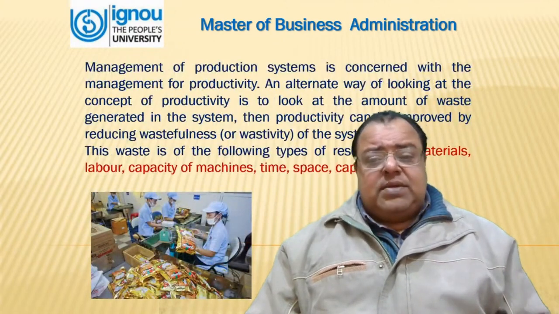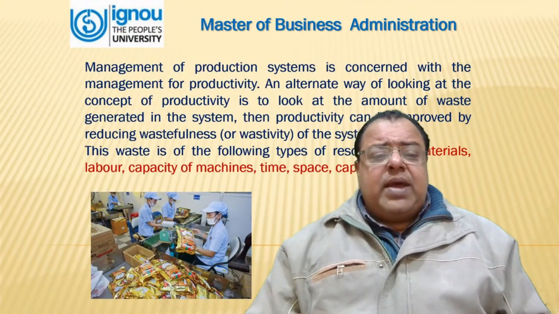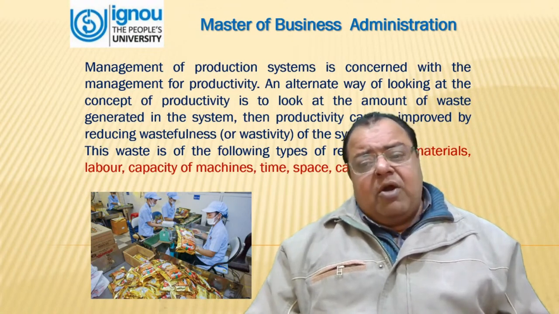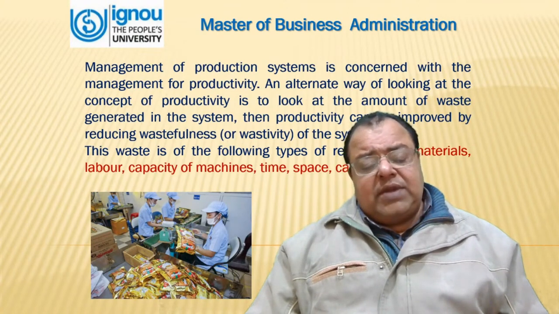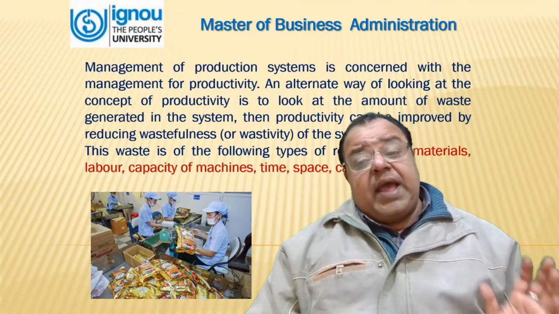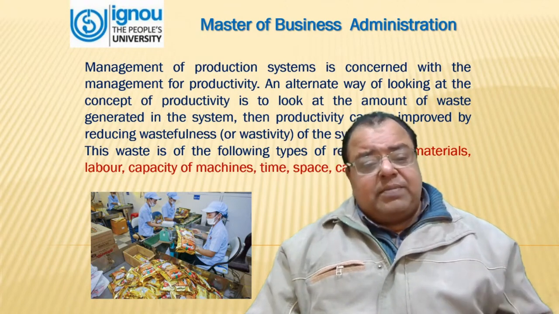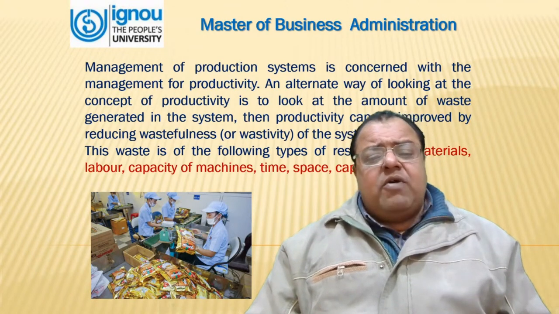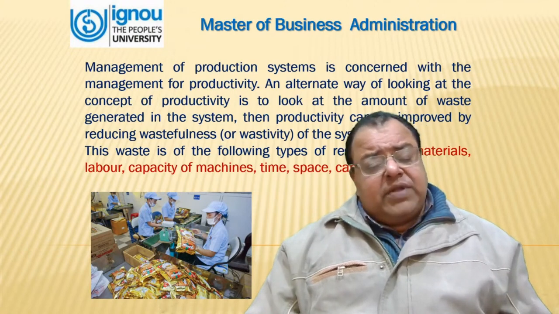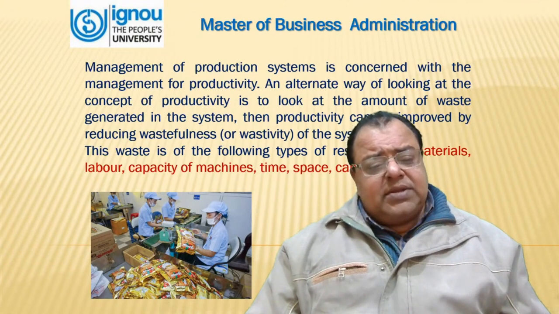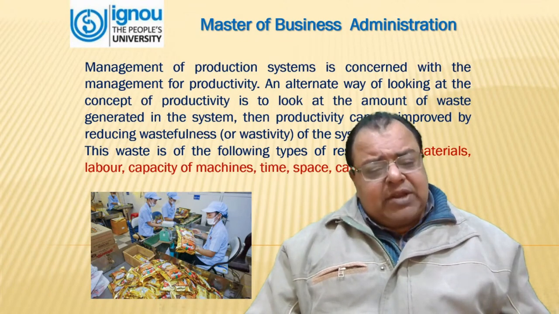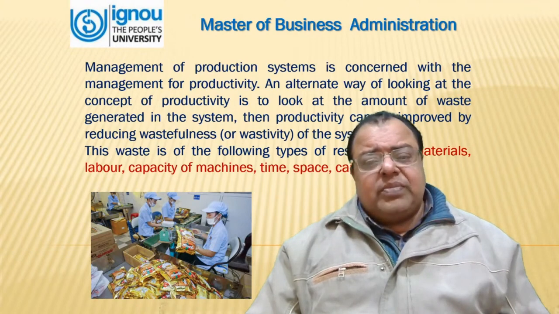Management of production system is concerned with the management of productivity. An alternate way of looking at the concept of productivity is to look at the amount of waste generated in the system. Then productivity can be improved by reducing wastefulness, that is, the wastivity of the system. This waste is of the following types of the resources. It can be in the form of materials, labor, capacity of machine, time, space, capital, etc.